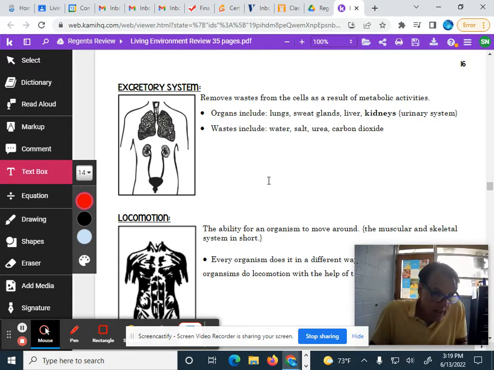As you exercise and need more energy, you're going to need to increase respiration.